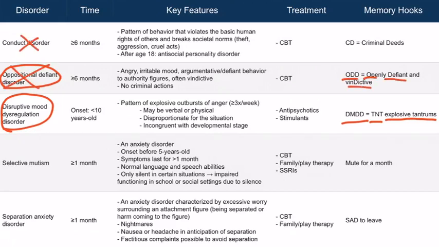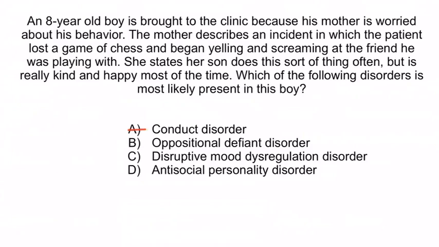And conduct disorder is incorrect because this involves the violation of the rights of others. So when you think of this disorder, remember the memory hook, CD for criminal deeds. And lastly, antisocial personality disorder can be diagnosed only after age 18. So answer choices A, B, and D are all incorrect. This patient most likely has disruptive mood dysregulation disorder, choice C. And that concludes this section.